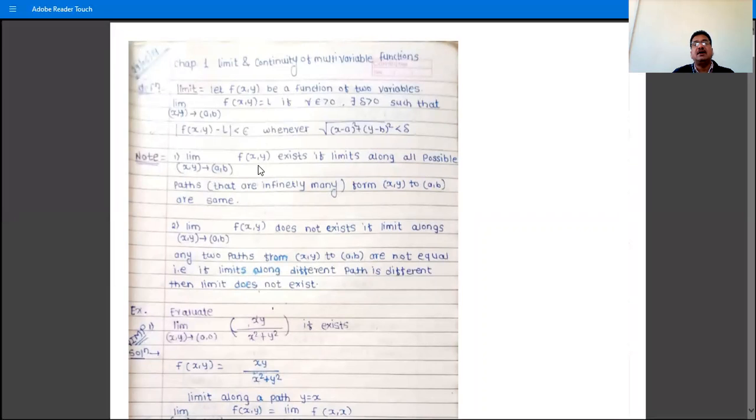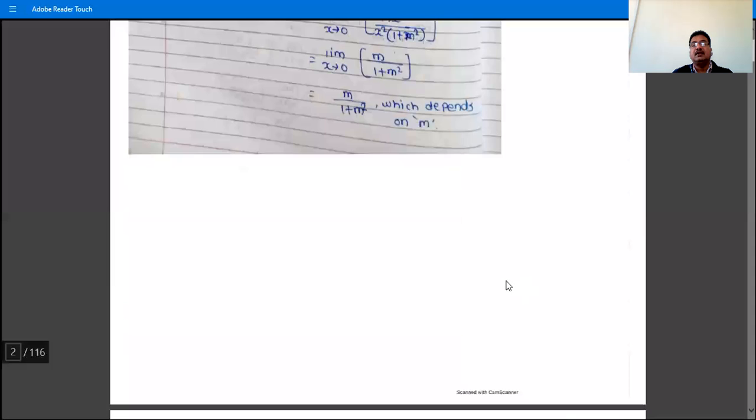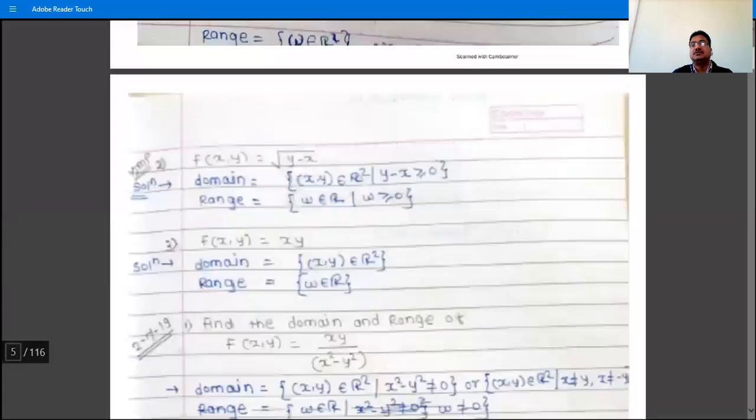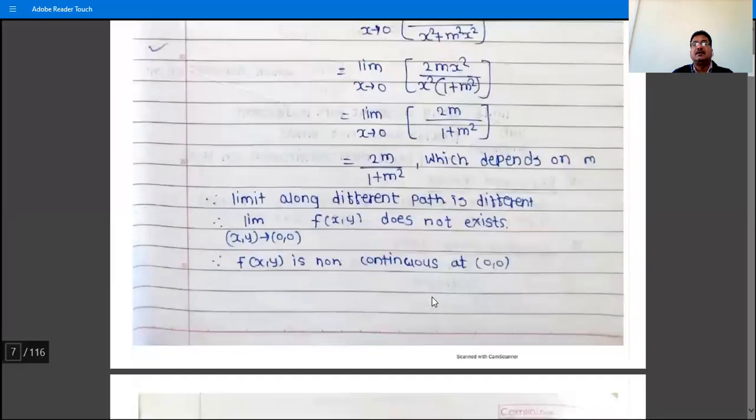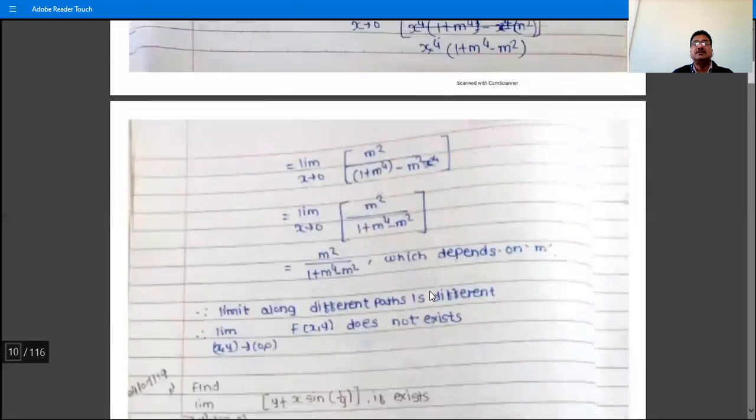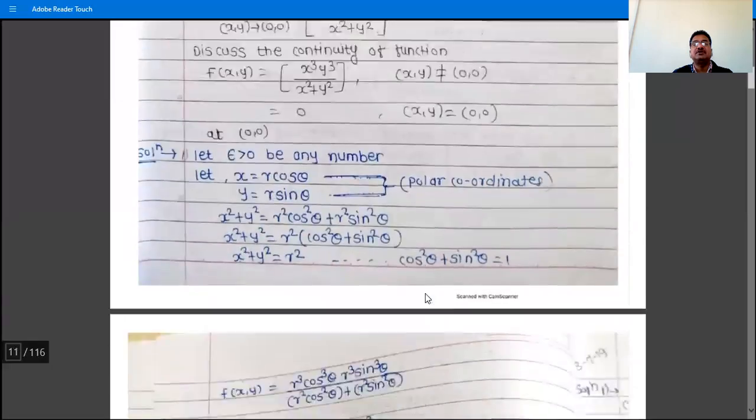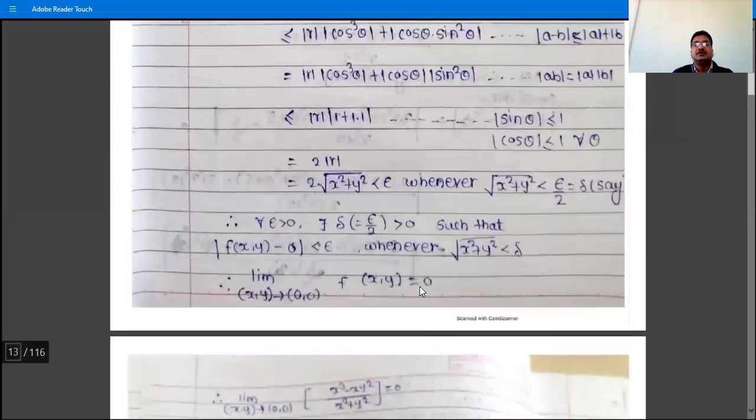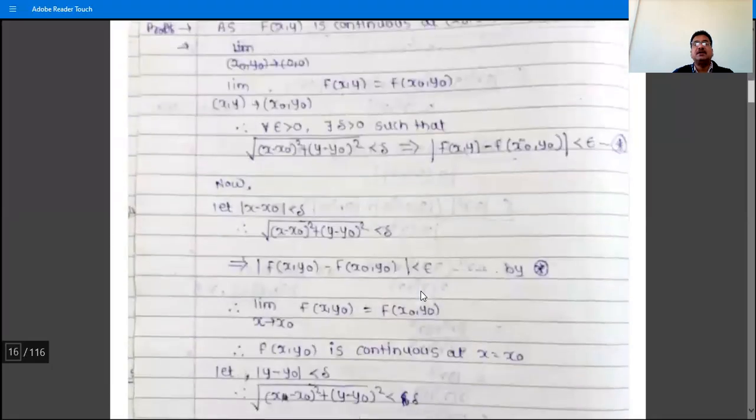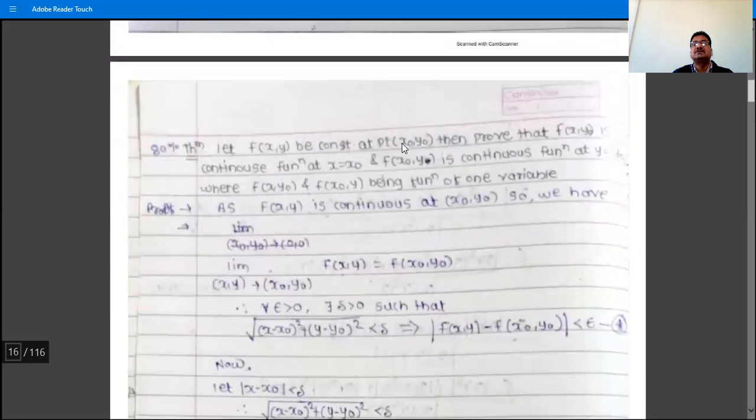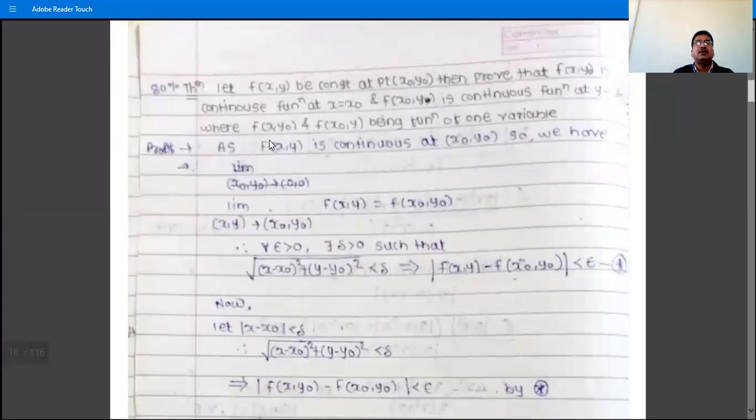So in our theorem, a and b are x naught and y naught, and L is f(x naught, y naught). So that is our theorem. This is by using the definition of the limit of two variable functions, the simultaneous limit. So this is given, that the function f(x, y) is continuous at (x naught, y naught). This is an important theorem as far as the exam is concerned.